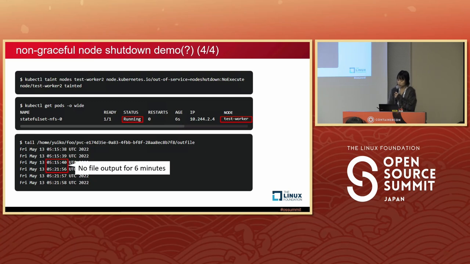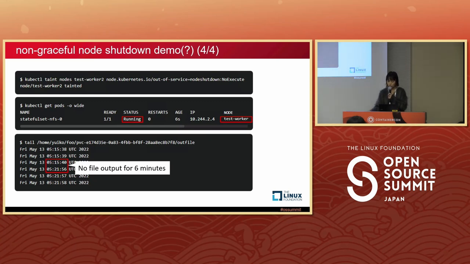From now, I will show you the non-graceful node shutdown feature. I add the out-of-service taint to the node test worker 2, and then a pod is created on test worker, the other node from test worker 2, right? So this pod has been moved to test worker from test worker 2.